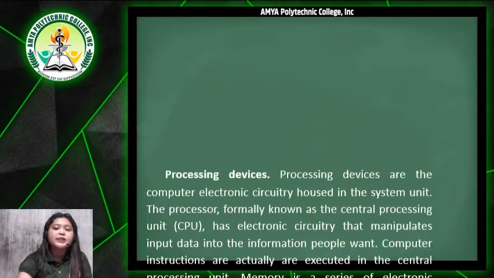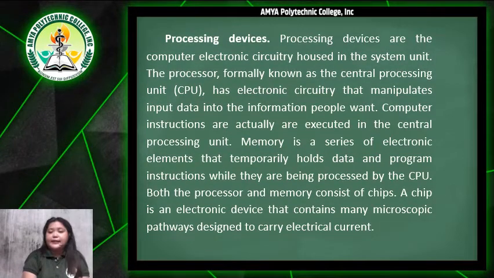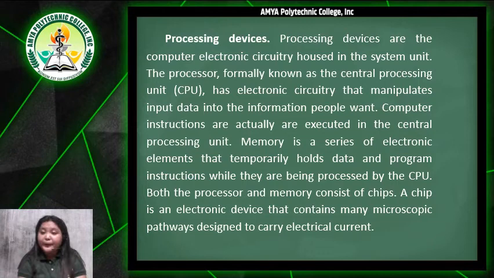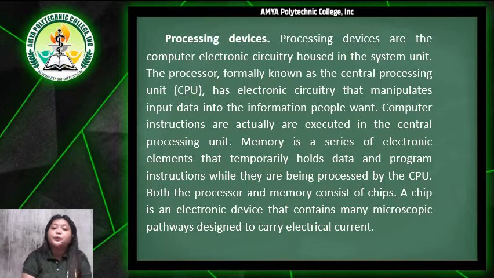Third is the processing devices. So processing devices are the computer electronic circuitry housed in the system unit. So the processor, formerly known as the central processing unit or the CPU, has electronic circuitry that manipulates input data into the information people want.